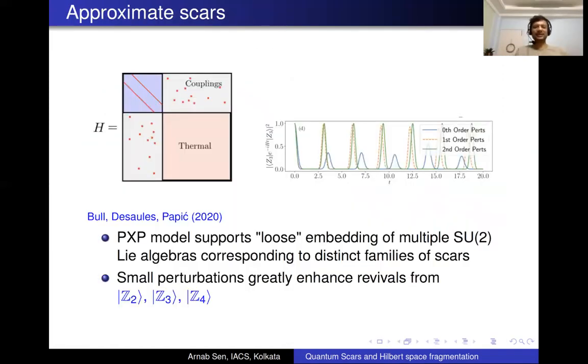So yeah, maybe this is a good place for me to stop, because hopefully I have at least introduced to you what the PXP model is and why it's very interesting to study it.